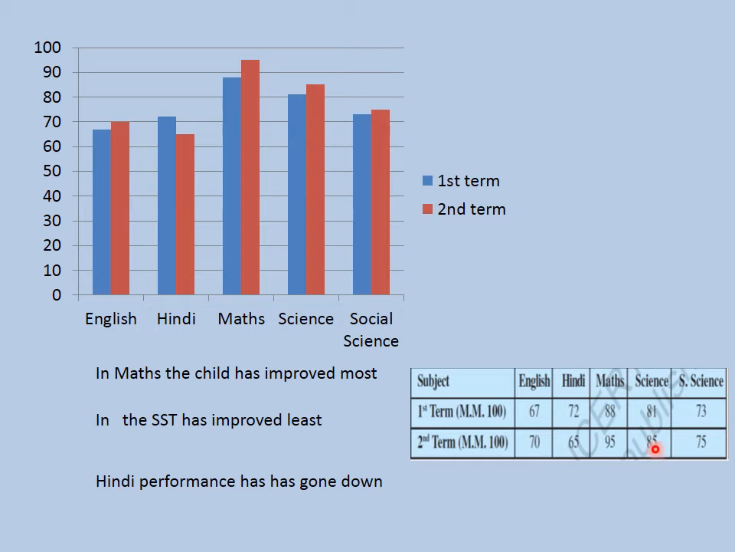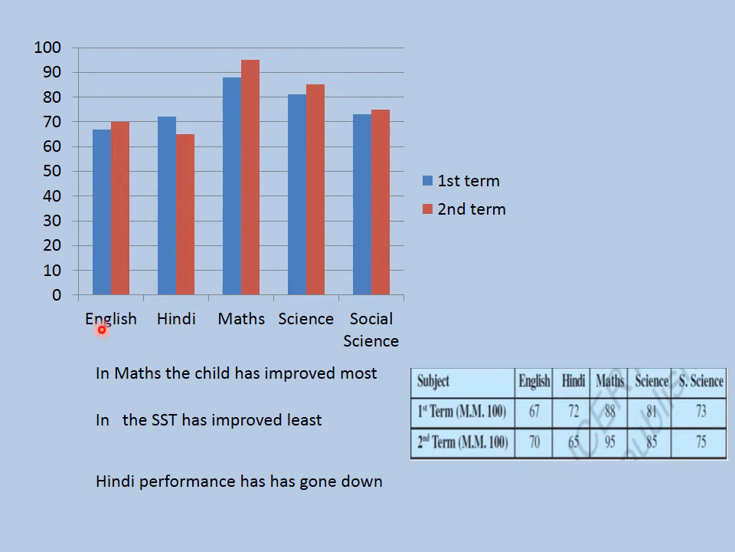Whereas in science, how many marks? 81, 85, 4 marks have been increased. Maths is the highest increment. In Hindi, 72 to 65, he has decreased 7 marks, isn't it? In which subject has the performance of the child gone down? Here the performance has gone down in Hindi, because in the first term he got 72 and in the second term he got 65.